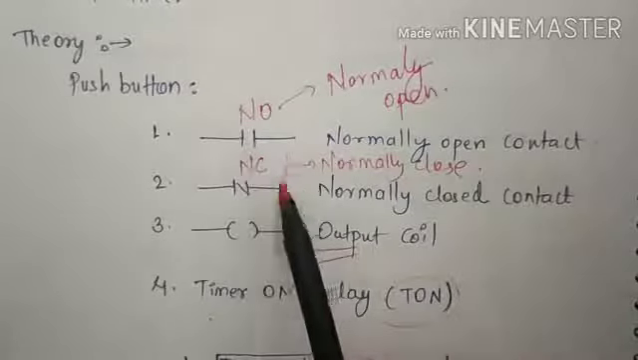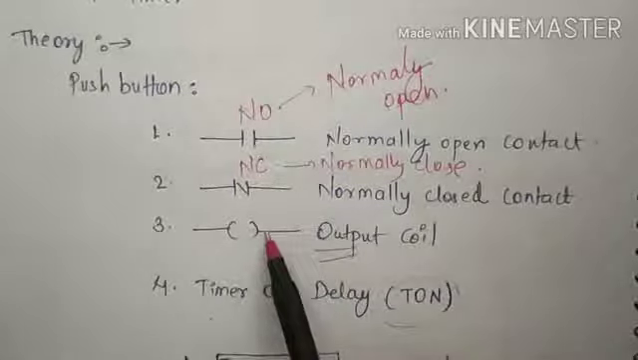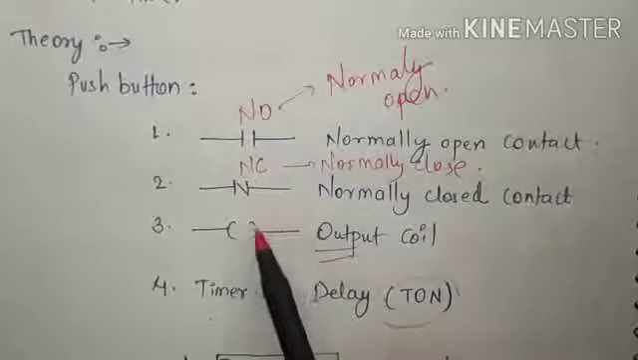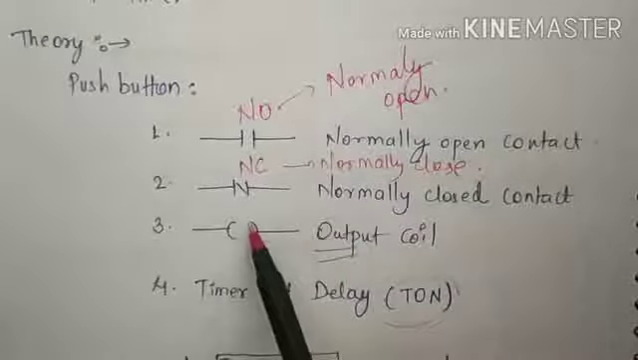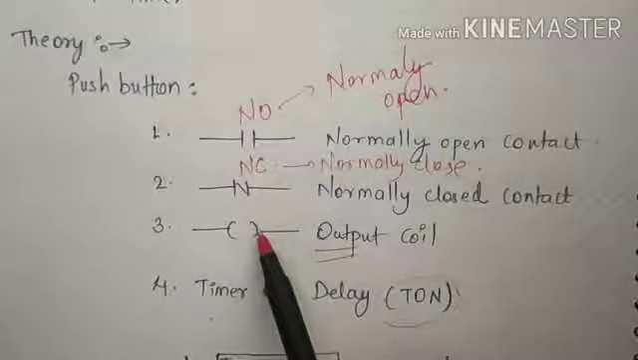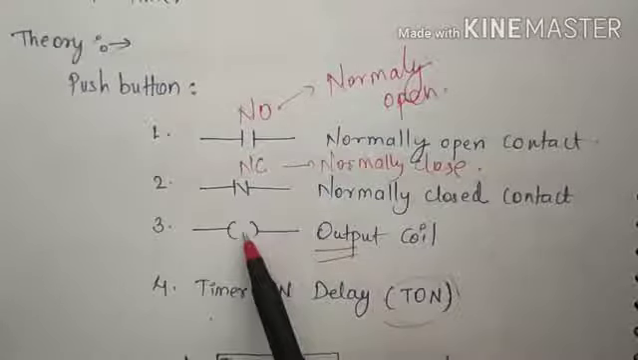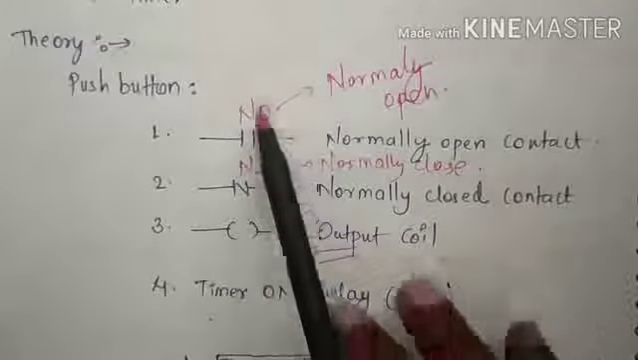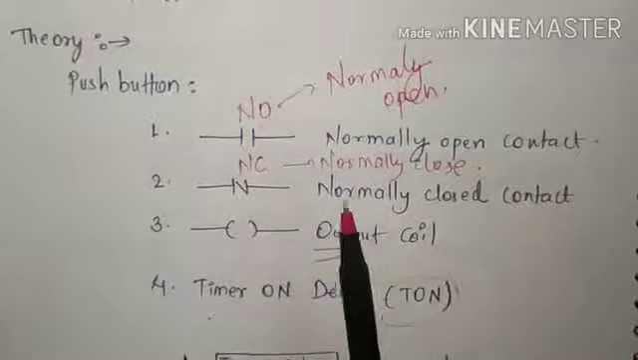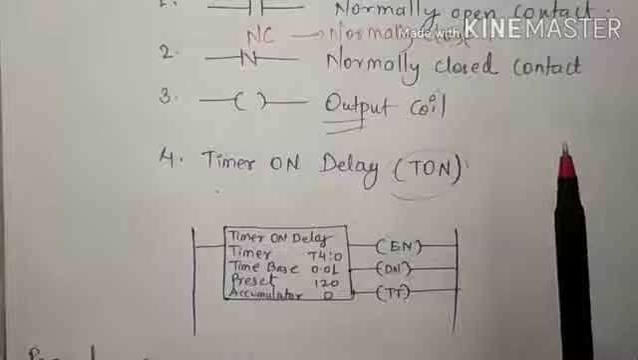NO and NC can be connected in series or parallel manner, and on the output side the output coil is connected. So output can be anything. In this experiment we are using a lamp as an output, but the turning on and off of the lamp is delayed by this timer, through these two contacts. Now we will see the timer diagram.